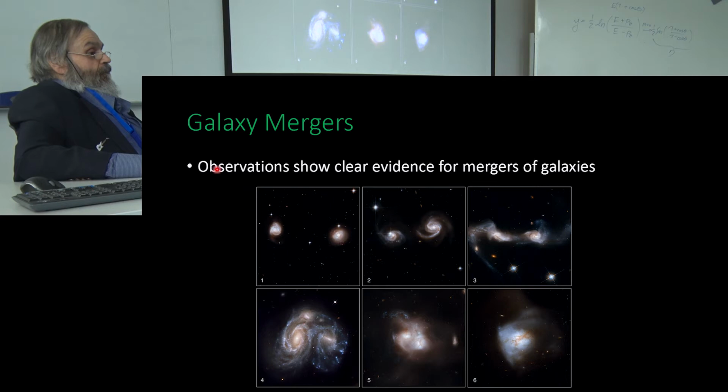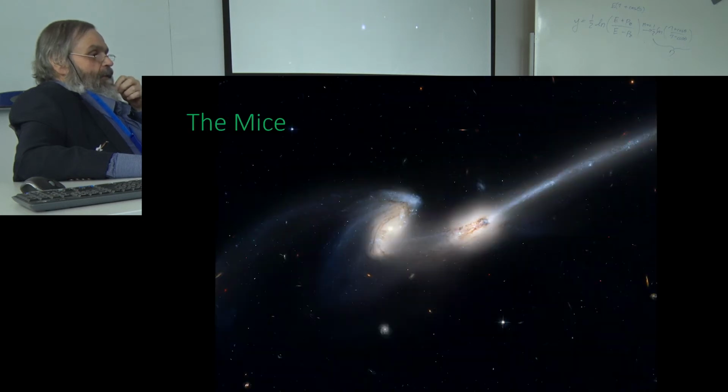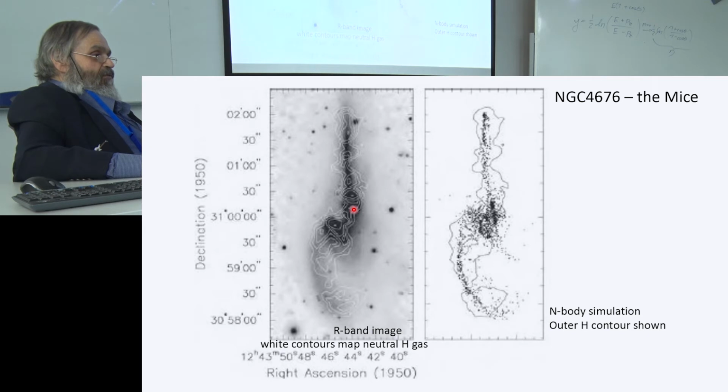Now, observations show clear evidence for the mergers of galaxies. These are some pictures, and there's some really good pictures coming up. I think it's called the mice. It's called the mice. This is the same thing in radio images from neutral hydrogen. And this is an n-body simulation. And you can see it fits remarkably well.